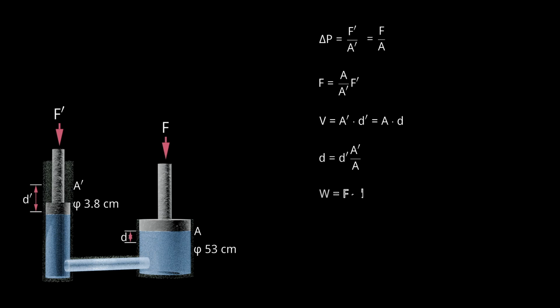The work done by the output piston is simply the force it applies multiplied by the distance it moves. Using the relationships we just discussed for force and displacement, we can express this in terms of the input piston as well. What we find is that the work done by the output piston is equal to the work done by the input piston. This perfectly aligns with the principle of conservation of energy. No energy is lost or gained, just transferred through the fluid.